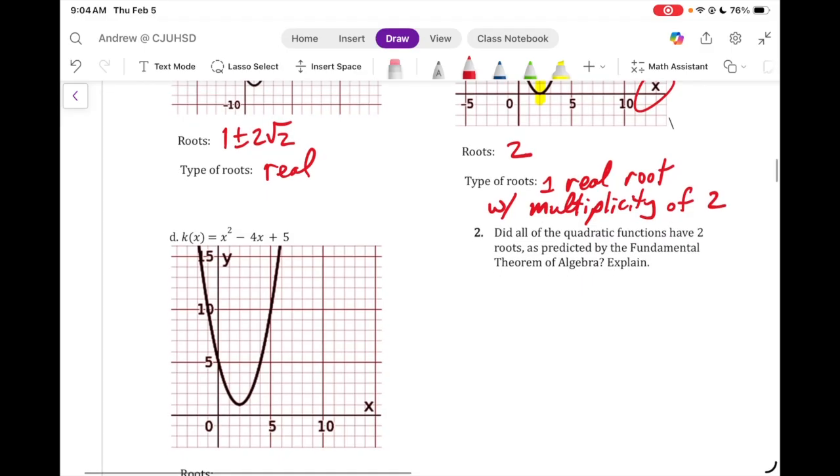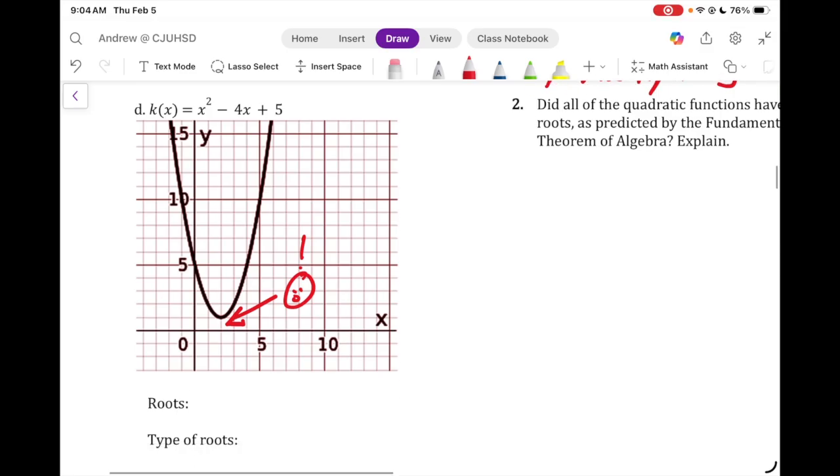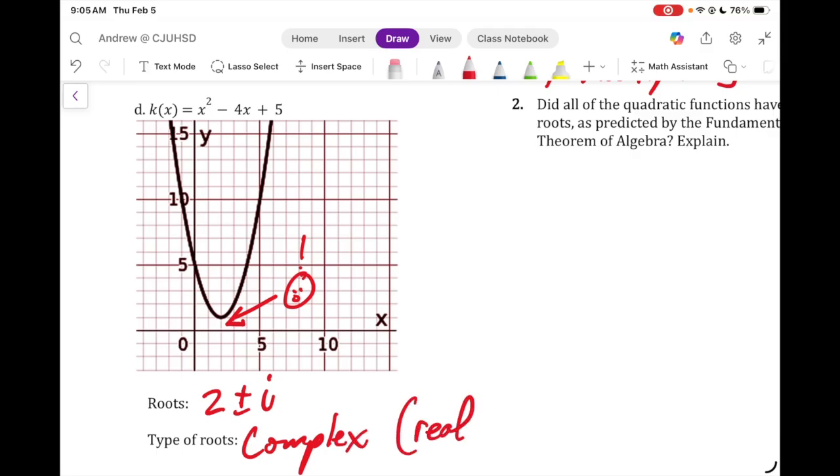D doesn't have anything. Oh no. Well, guess what? The roots are imaginary, or we would say complex. And again, using the quadratic formula, we could come up with 2 plus or minus i. Type of roots, complex. Remember, complex means a real part with an imaginary. Real with imaginary. The real part would be 2. The imaginary part would be i.